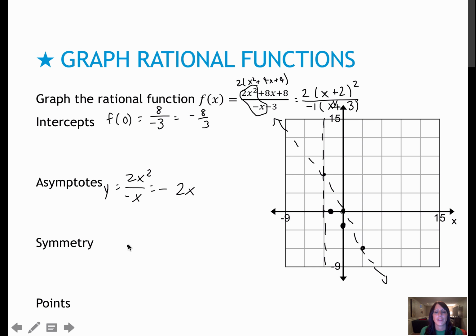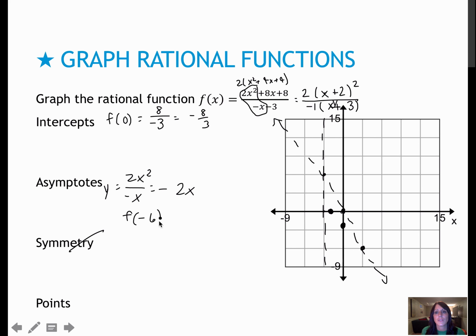And now what? Do I have any symmetry? I can pretty much pop that one out the window right now because my asymptotes show me there's not going to be symmetry. So now we just have to figure out what's happening at each of these points. Let's try plugging in negative 6, because that's right here. Let's see what happens at negative 6.